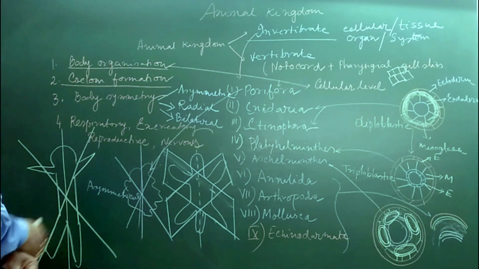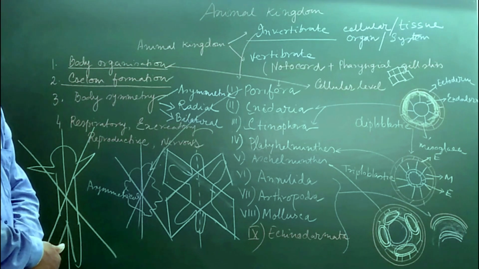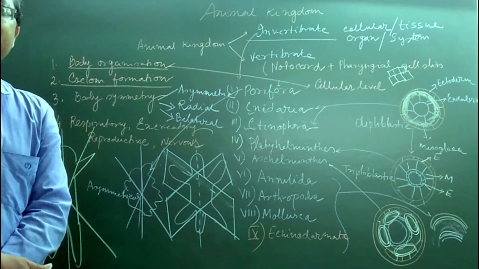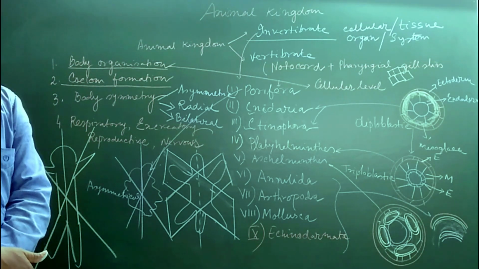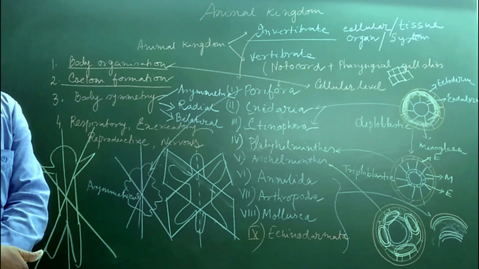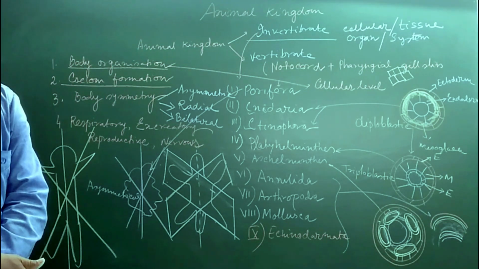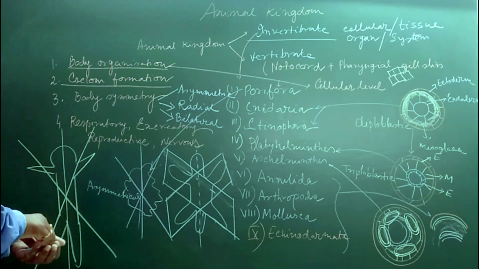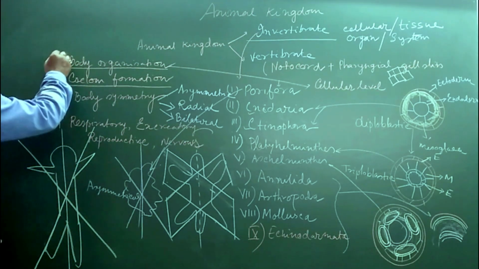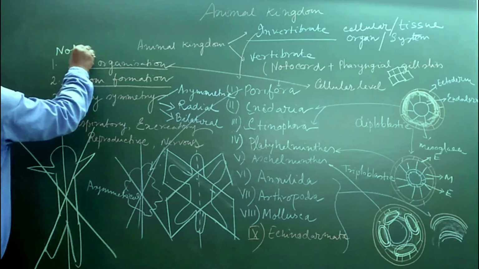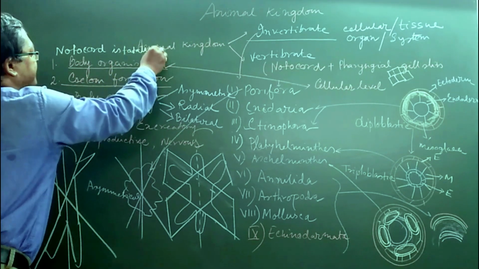Then this is the total outline of the classification of invertebrates. Here a term is very important. Invertebrate means the vertebral column is totally absent. What is the source of the vertebral column? The vertebral column originates from the notochord. So, in the case of invertebrates, the notochord is totally absent.